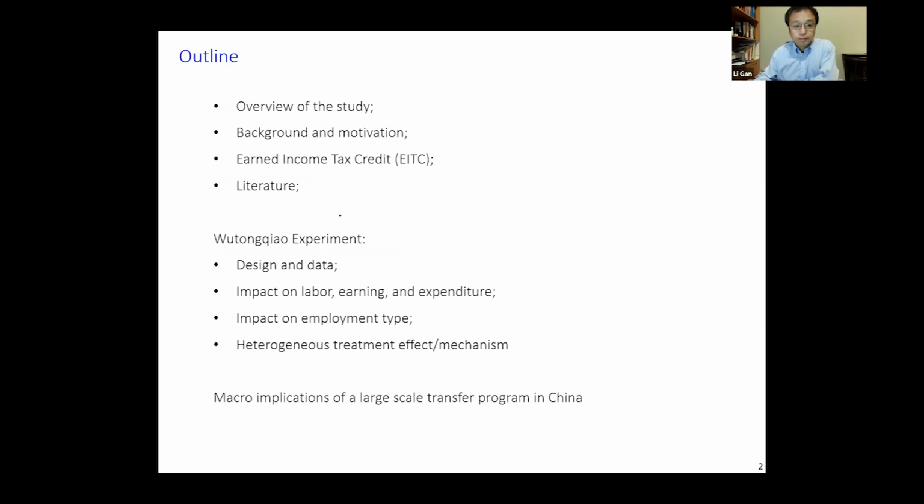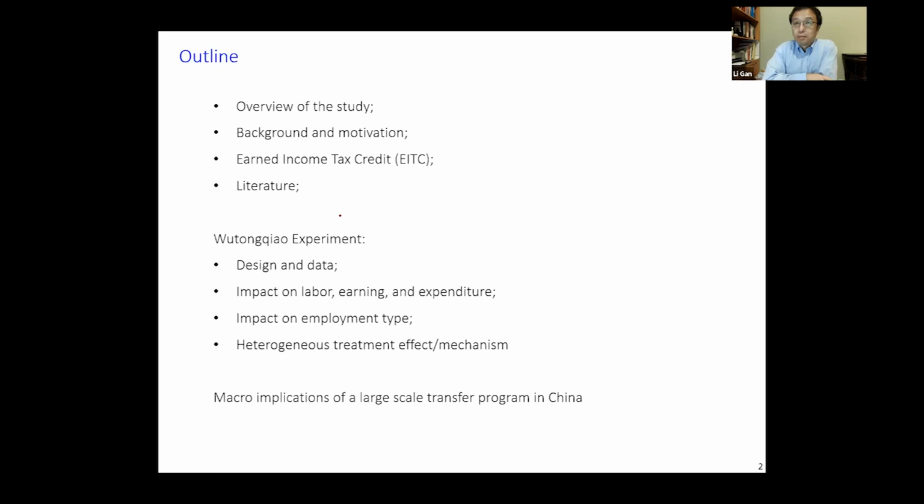So the basic outline: first, I'll talk about the background and the motivation. And then we're going to talk about our experiment, the Wu Tongqiao experiment, its design and results, et cetera. And if we have time, I'll talk a little bit about the whole transfer program and the macro implication, if I think this is the right time for China to start and initiate a large-scale transfer program in China.